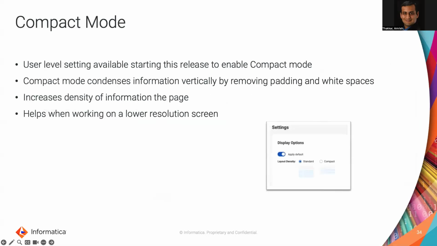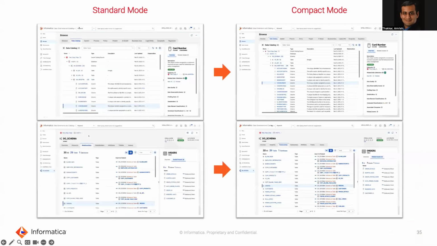Now we have also introduced the compact mode, which gives an option for the user to make the view more concise, right? So basically a lot of the white space goes down. This is going to be controlled by the users themselves and available from the settings, so the user can switch between standard and compact mode as required. Here's a high-level view of how standard mode looks on the left and the compact mode looks on the right. As you can see, a lot more density of information on the screens with the compact mode.